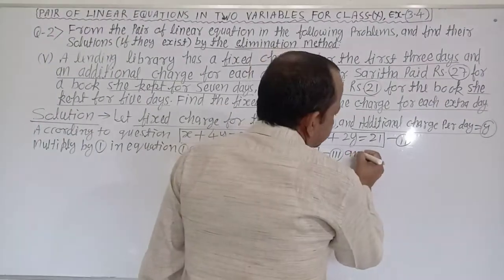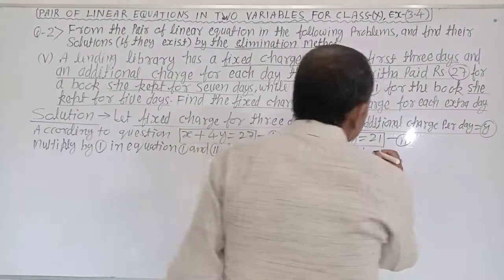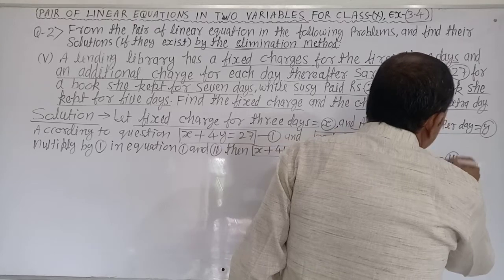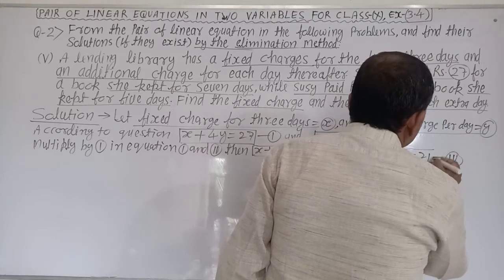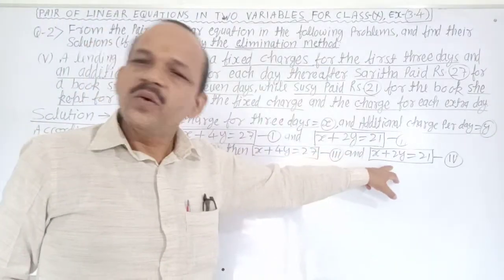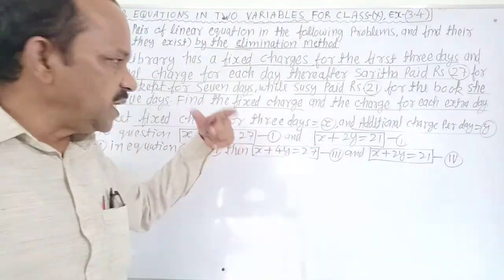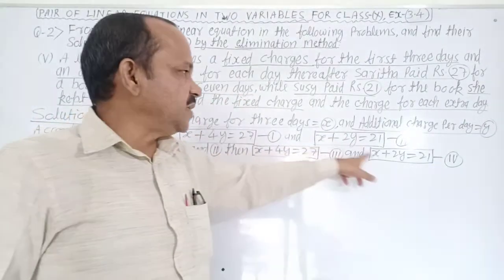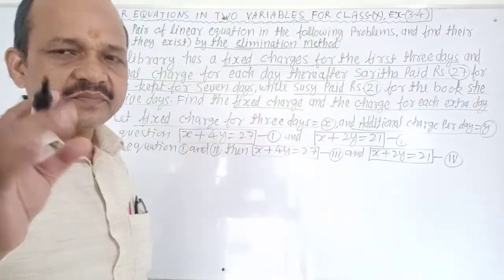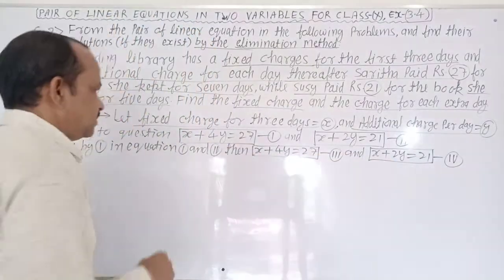And multiply by 1 in equation second, it becomes x plus 2y equal to 21, equation 4. When you multiply by 1 in equation first, you find equation third. When you multiply by 1 in equation second, you find equation fourth. Because here 1x and here 1x. Clear? Now subtract equation third from equation fourth.